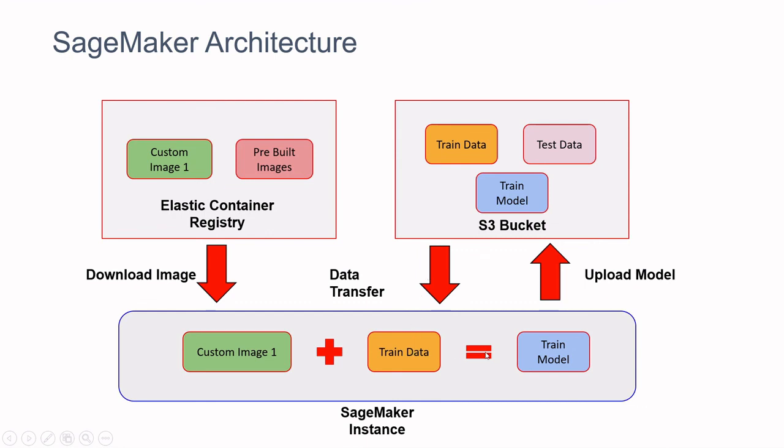Then based on that, train the model. Once the model has been trained, you will upload the model artifact into S3, and this artifact would be deployed to the endpoint. So this is all about the SageMaker architecture.